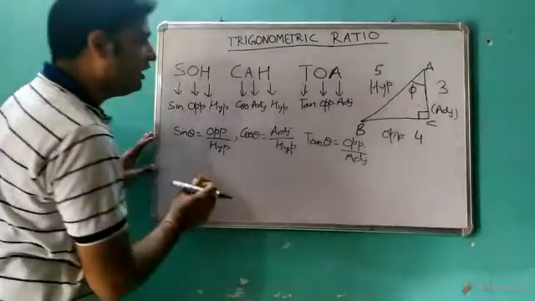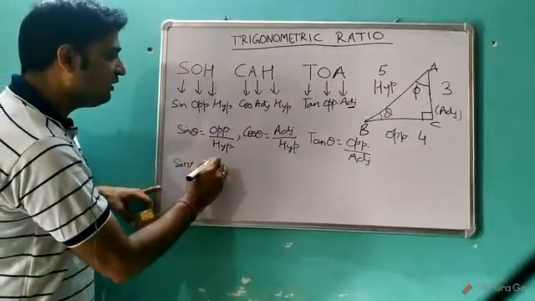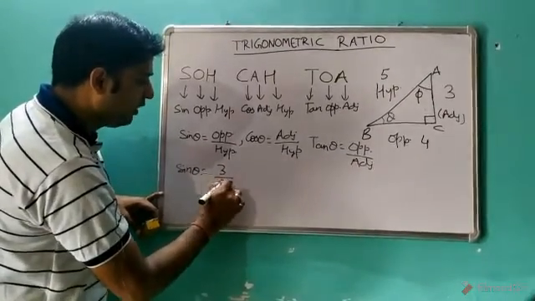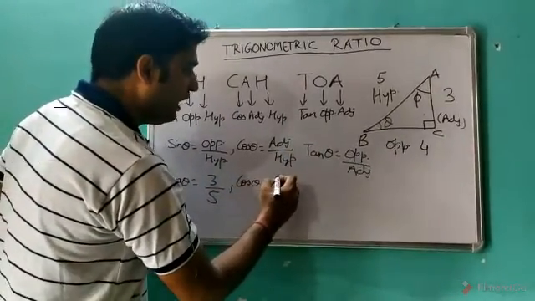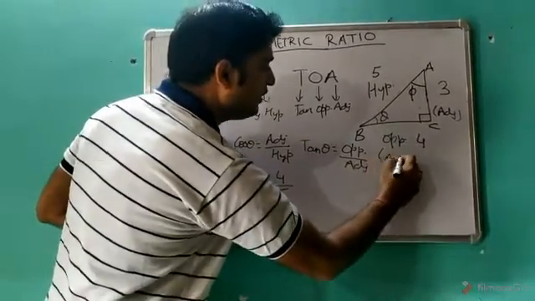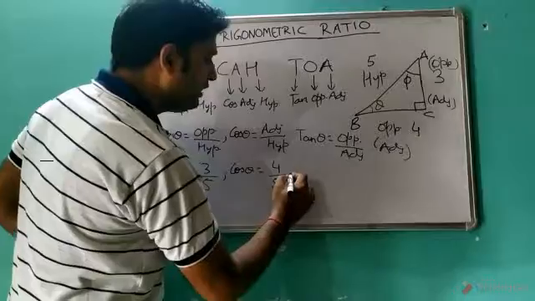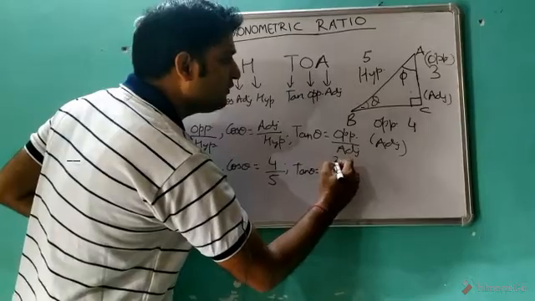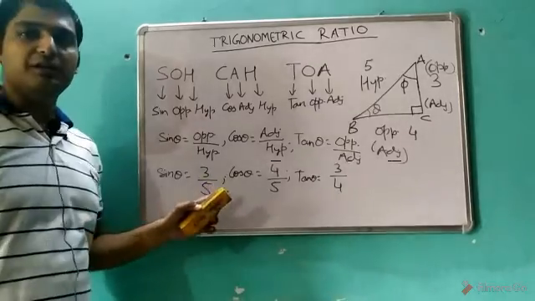So first of all, when we consider the theta angle, sin theta is equal to opposite side over hypotenuse, which is 3 upon 5. Similarly, for cos theta, the adjacent side is 4 and the hypotenuse is 5. This is adjacent for theta and this is opposite for theta. In the same way, tan theta we can write as opposite 3 and adjacent 4. So in this way we are getting the relationship between the angle theta and the sides.